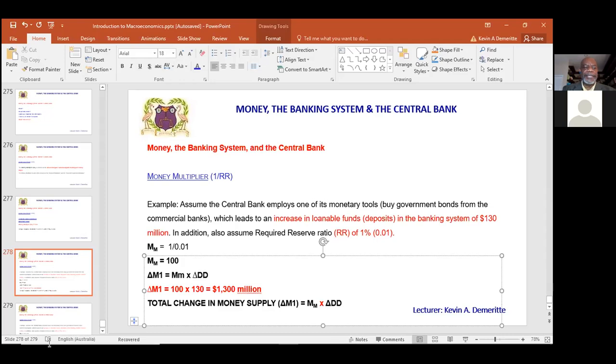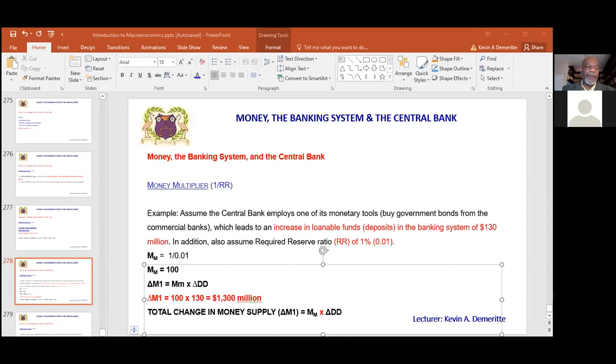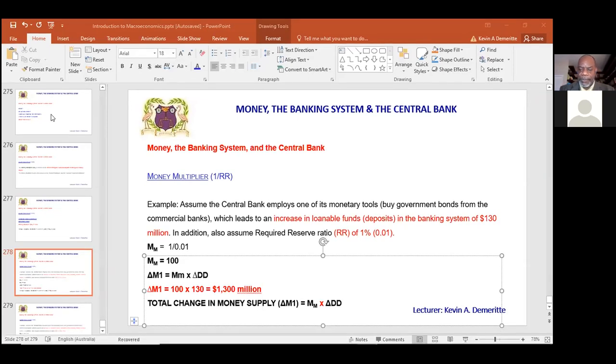So 1 divided by 0.01. Where's my calculator? 1 divided by 0.01. Sorry. And I end up with 100. I'm assuming you got the same thing on your calculator. Yes, sir. So we end up with a multiplier of 100.